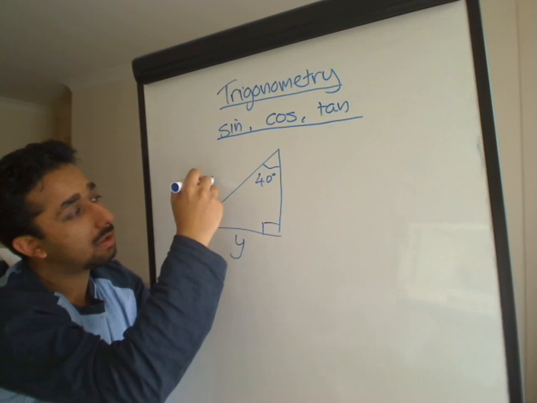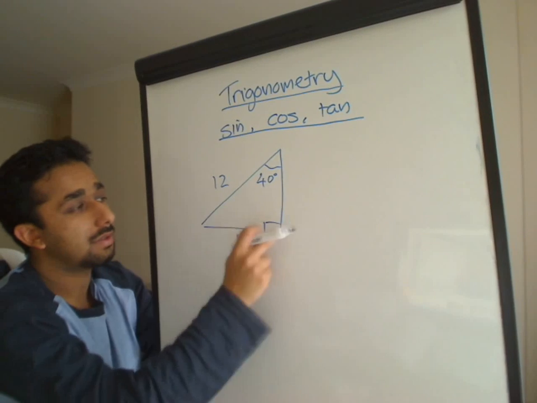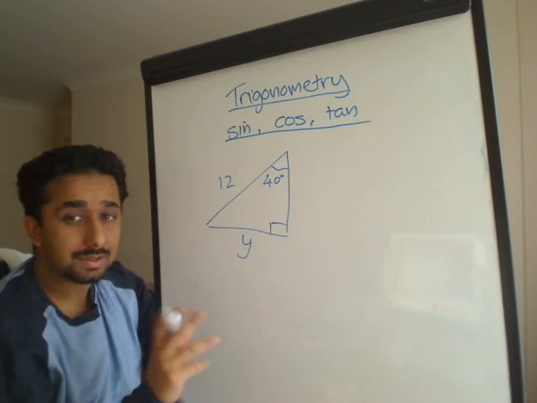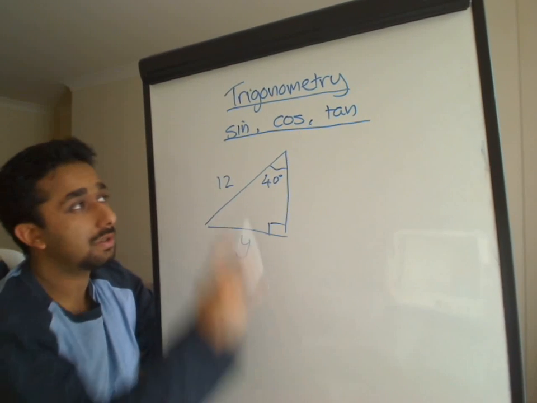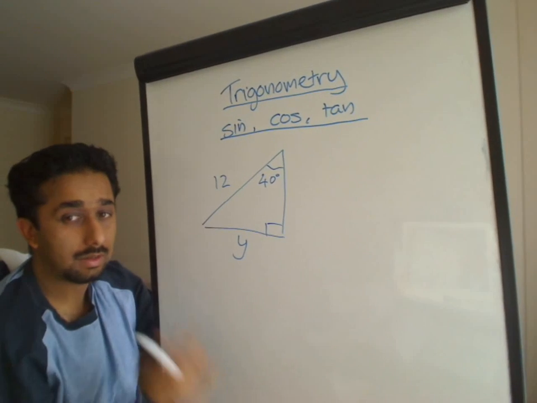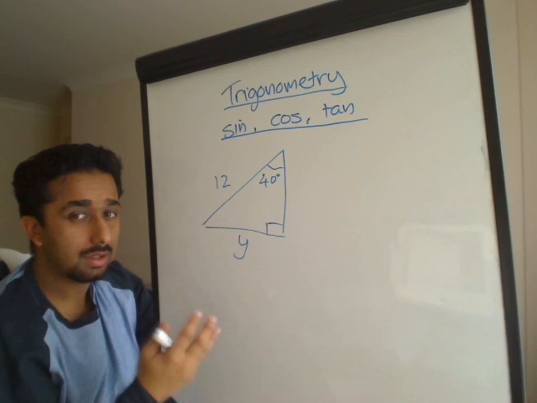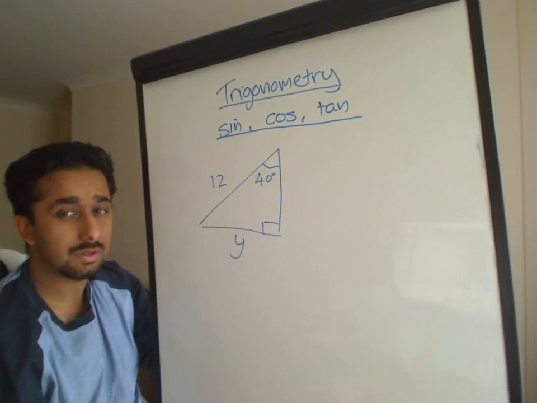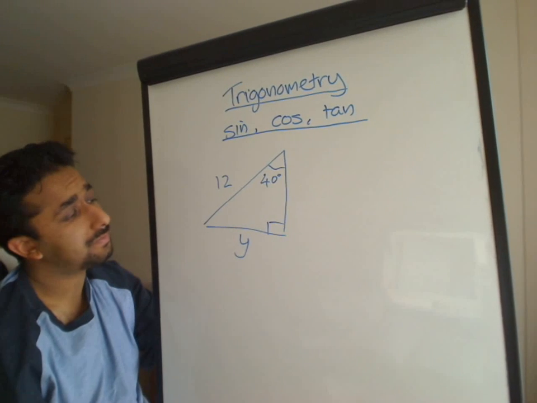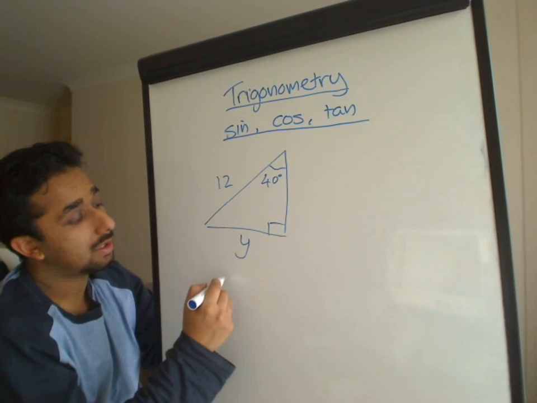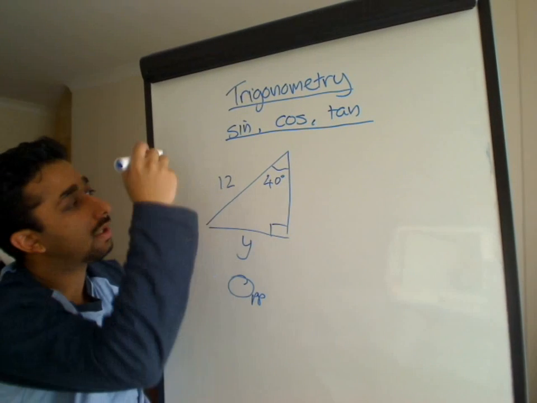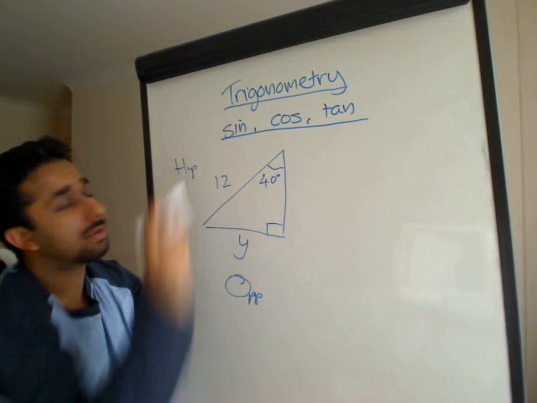This length is Y, that length is 12. Right. First step is to decide if I'm going to use sine, cos or tan. On your calculator you've got 3 buttons. You've got to know which of those buttons to use for a given question. So we're using the opposite and the hypotenuse.